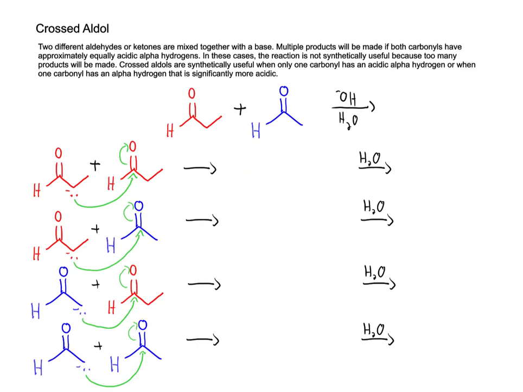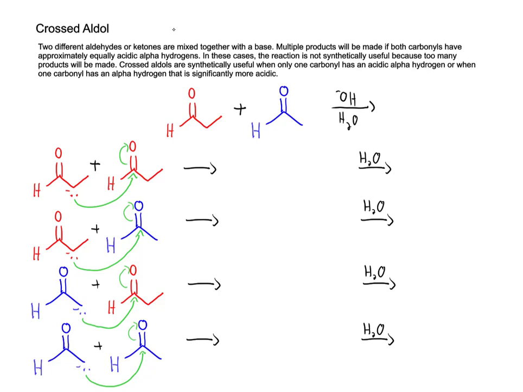Crossed aldols occur when you have two different aldehydes or ketones and mix them together with a base and water. Multiple products will be made if both carbonyls have approximately equally acidic alpha hydrogens. In these cases, the reaction is not synthetically useful because too many products will be made. Crossed aldols are synthetically useful when only one carbonyl has an acidic alpha hydrogen, or when one carbonyl has an alpha hydrogen that is significantly more acidic than the other carbonyl.